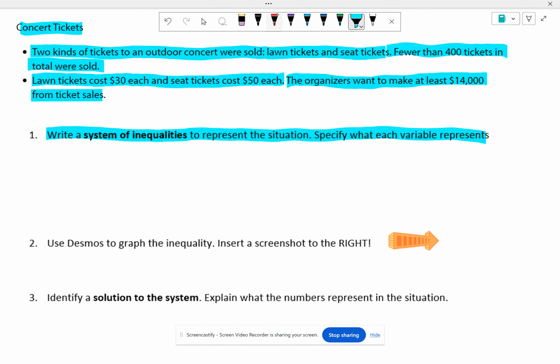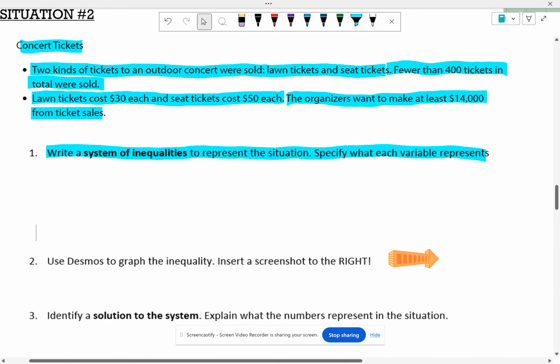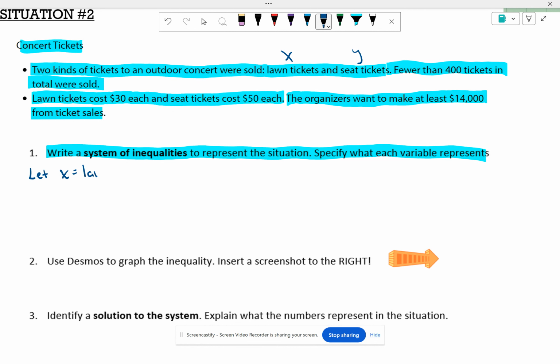So in this case, we're selling tickets, and we want to sell no more than 400, but we want to make at least 14 grand. We don't know how many tickets we're selling. So I'll let my lawn tickets be X and my seat tickets be Y. Now we're going to sell fewer than 400. Maybe there's like a max capacity, and so we don't want to have more than 400 people there. So if I take the amount of lawn tickets I sell and the amount of seat tickets I sell and add them together, that number has to be under 400.